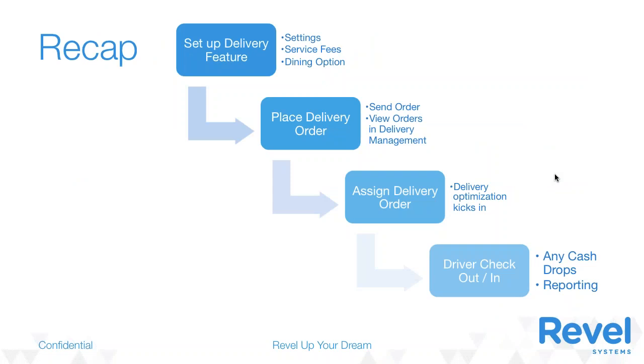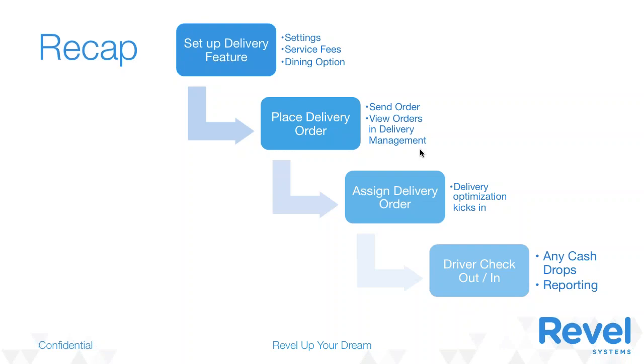So I know that was a quick flow, but just as a recap, we set up our delivery feature in the back end. We made sure our settings were good to go, delivery optimization, catering delivery tracking, perhaps even if I wanted to enable the delivery driver role or the delivery manager role. And then once these things are set up, I go into placing the delivery order. So from the iPad POS, I'm receiving a phone call, placing the order as normal, and being sure to select delivery as the dining option. That'll ensure that my automatically applied service fee will show up.